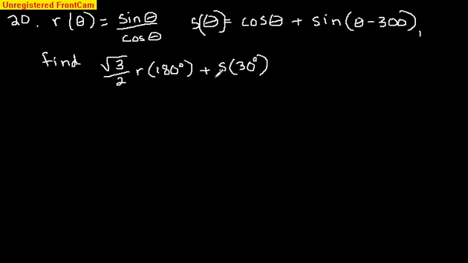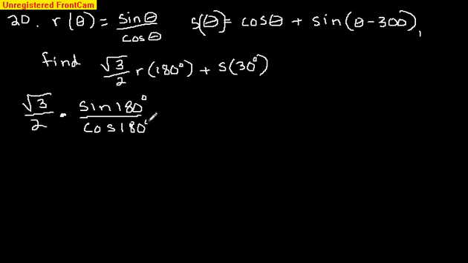And then we add to it, we go to the s function. Instead of a theta, we replace all the thetas with 30s. So let's just give this a try. We'll draw our triangles. You're not supposed to use a calculator either. So we get the square root of 3 over 2, and this means our function evaluated with 180 in it. So it's going to be times sine of 180 over cosine of 180. So r of 180 means we're replacing the thetas with 180, and we get this down here.